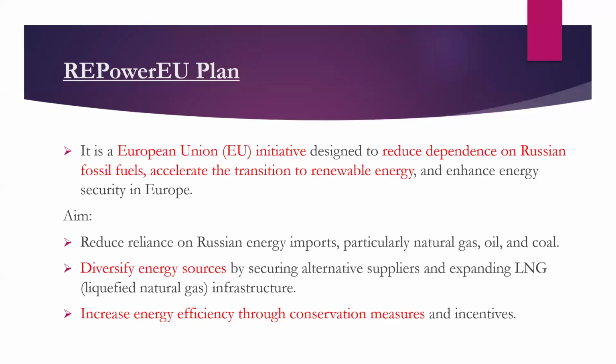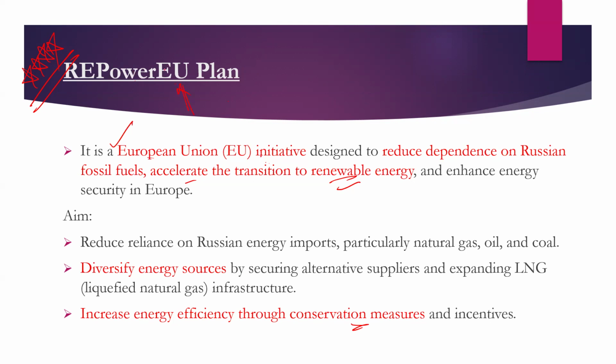Right. Okay. The next one is the RePowerEU plan. Now, this one is important. It's a European Union initiative which has been mentioned in the Economic Survey, right? The intent of this plan is to reduce dependence on Russian fossil fuels and accelerate the transition to renewable energy. They adopted this at the start of the Russia-Ukraine war. They want to diversify energy sources and increase energy efficiency through conservation measures. So what you should know: first, it's a European Union initiative. Second, what is the purpose? The purpose is to reduce dependence on Russian fossil fuel. That is the RePowerEU plan.